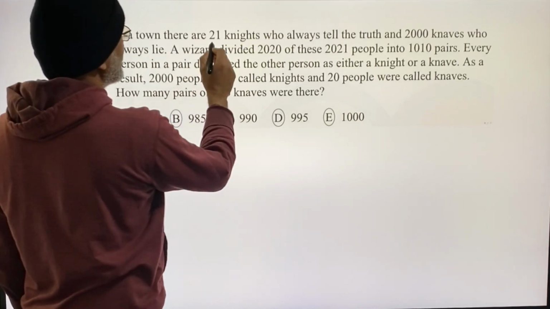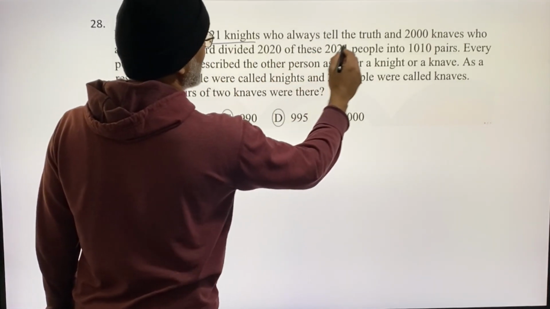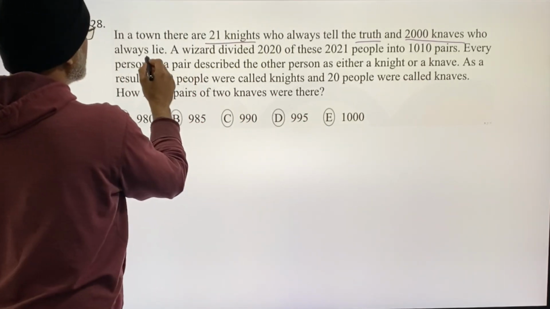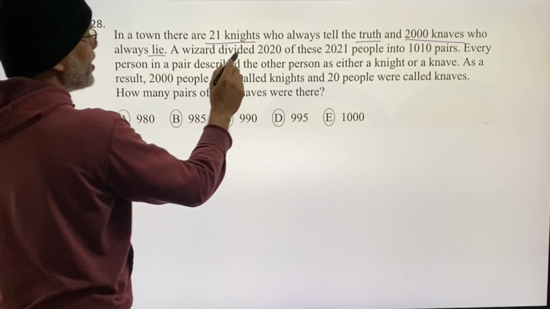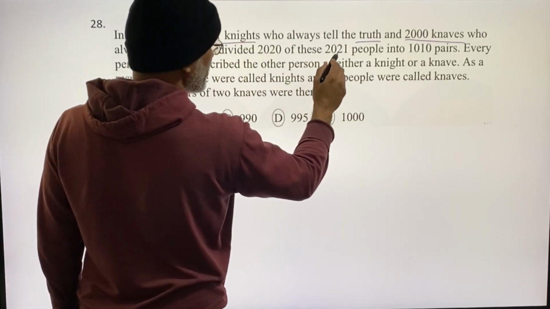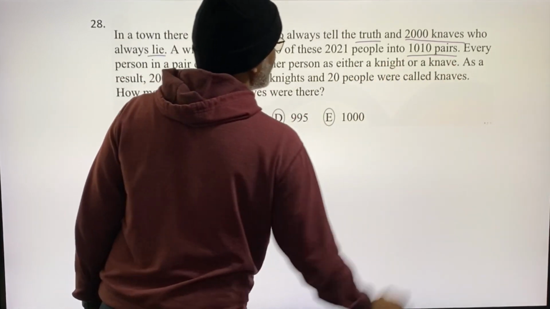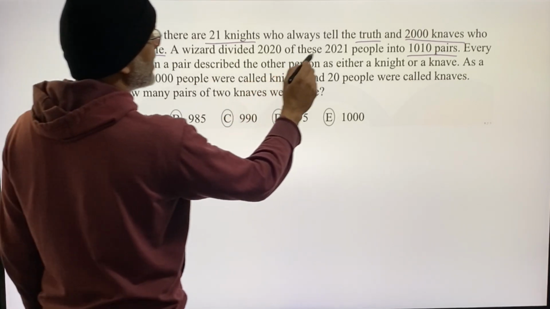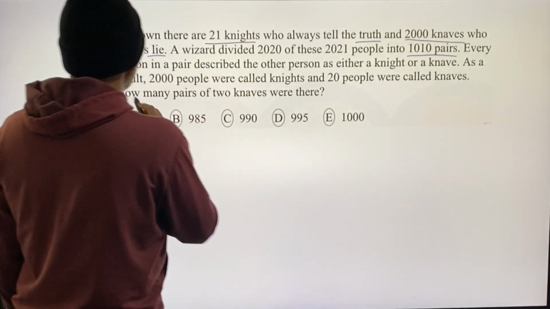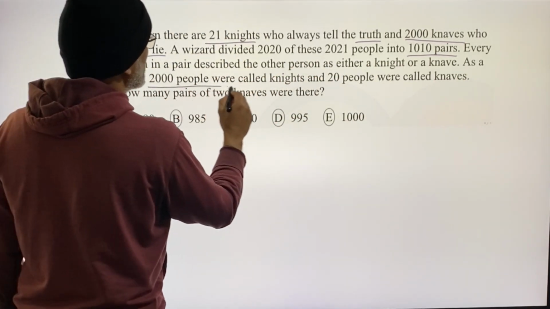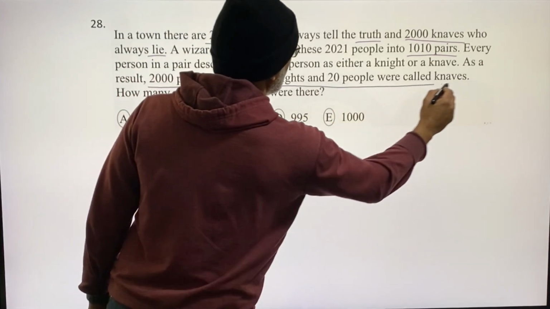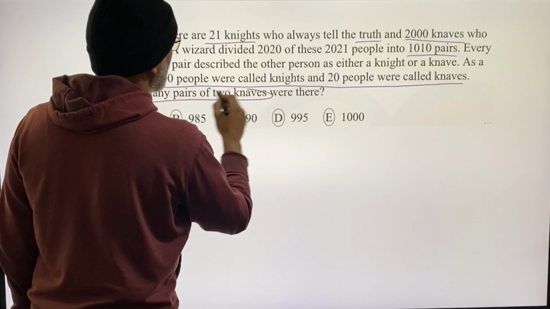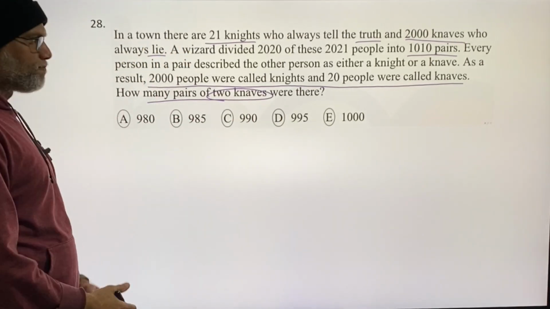In a town, there are 28 knights who always tell the truth and 2000 knaves who always lie. A wizard divided 2020 of these 2021 people into 10 pairs. Every person in a pair described the other person as either a knight or a knave. As a result, 2000 people were called knights and 20 people were called knaves. How many pairs of two knaves were there?